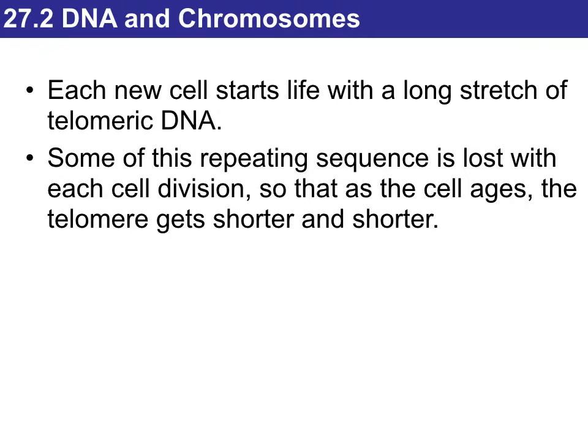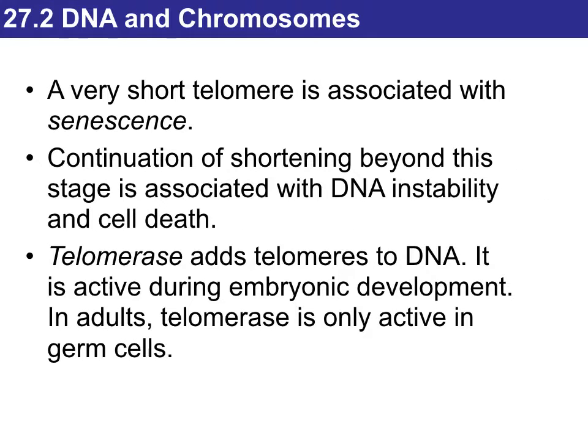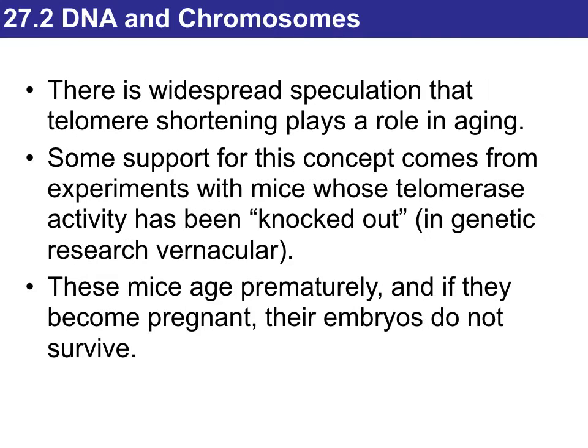Now, when you get to a very short telomere, that's what we call senescence. If you keep shortening beyond this stage, this is where you have instability of the DNA and most likely cell death. The enzyme that adds telomeres to the DNA is called telomerase. This enzyme is only active during embryonic development, and in adults, telomerase is only active in germ cells, the ones that lead to sperm or eggs. It is also very important to notice that telomerase stays active in cancer cells, which are evil cells.